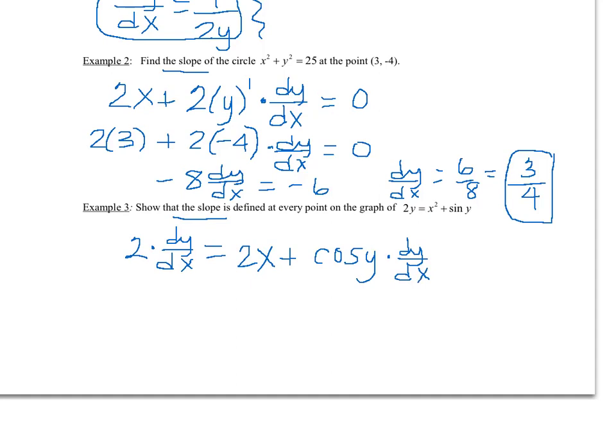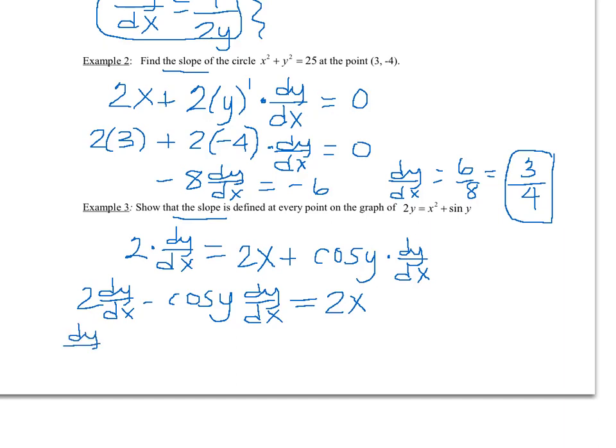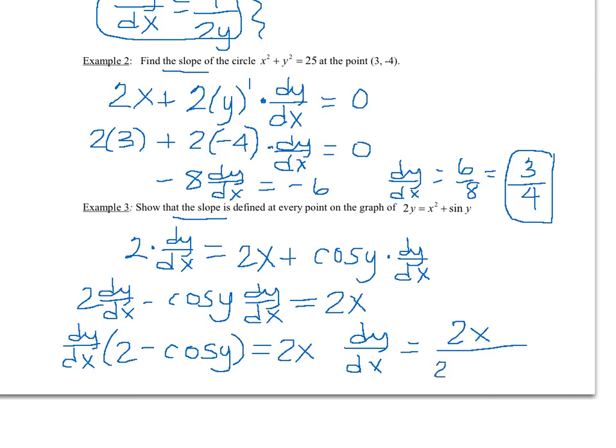Okay, so here we're going to actually go ahead and solve for dy/dx. So isolate, get all the terms that have a dy/dx over to one side of the equation. So I'm going to have 2 dy/dx minus cosine y dy/dx equals 2x. So if you factor out a dy/dx, you would have (2 minus the cosine of y) dy/dx equals 2x. And then your final step, you would have dy/dx equals 2x divided by 2 minus the cosine of y.